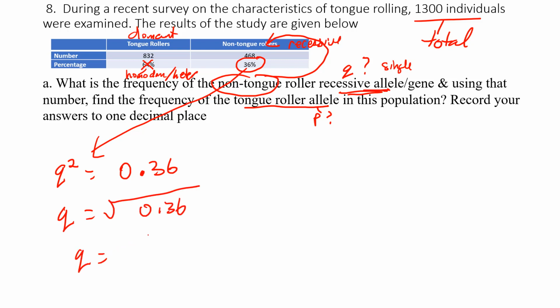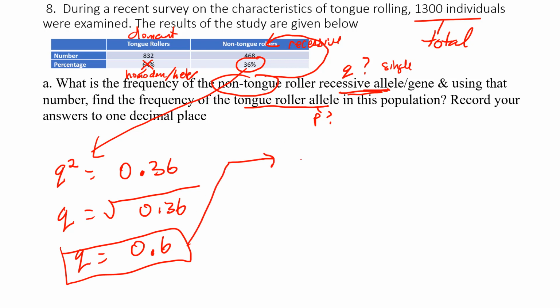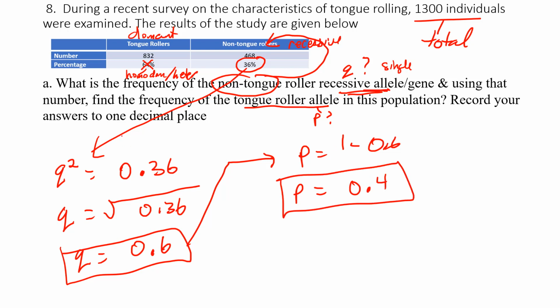If we want to find a single q, we're just going to square root that 0.36, and q is going to equal 0.6. Okay, so that's our q. We're going to take that number they said, and we're going to use that to go find p. So p equals 1 minus 0.6. p equals 0.4. Okay, and that's all they wanted. They wanted it in one decimal place, which we've done already.